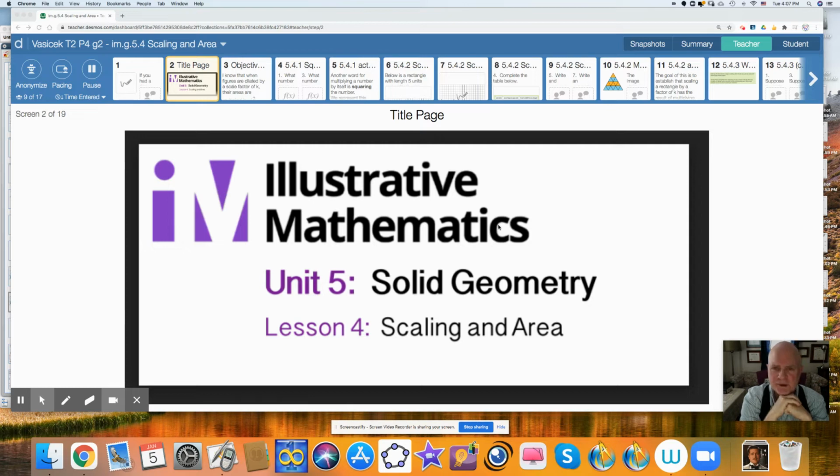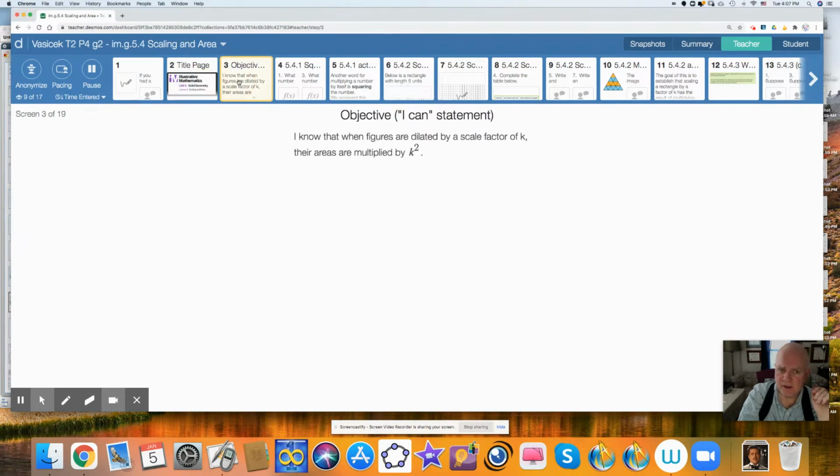Hi, I'm Mr. V. Today we're talking about Illustrative Mathematics, which is our textbook. We're in Unit 5 of Geometry. This is called Solid Geometry, and this is Lesson 4, Scaling and Area. The objective is, by the end of the lesson, you should be able to say, I know that when figures are scaled or dilated by a factor of k, their areas are multiplied by k squared.